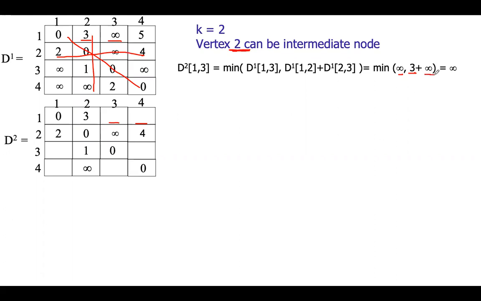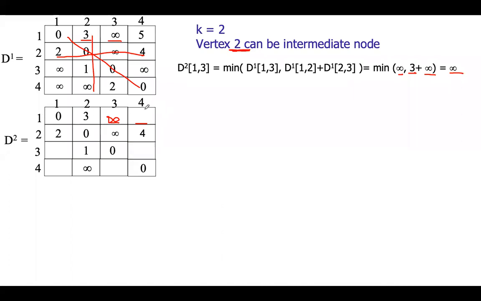Okay, infinite. Infinite plus infinite, minimum is infinite. So this blank will remain infinite itself. Next, 1 to 4, we need to find out D2 of 1 to 4. See, if you write down the matrix like this, then you will easily come to know which calculations you have to do. Next, 1 to 4, I have to calculate.